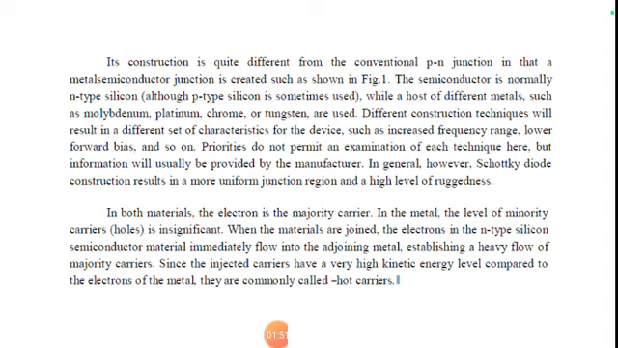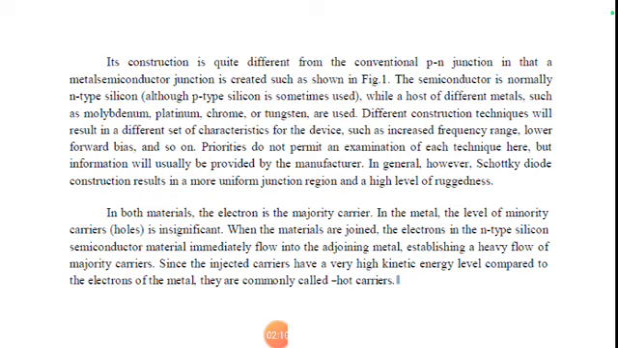The major priorities are that it does not permit an examination of every technique, and this information is provided by the manufacturer, which results in a more uniform junction region and a high level of ruggedness.